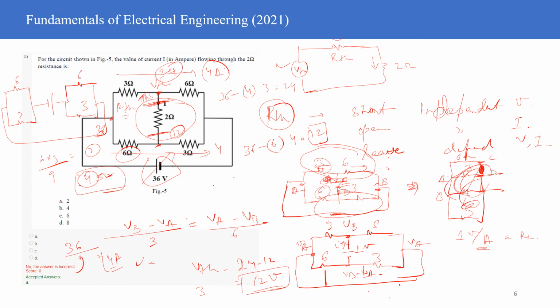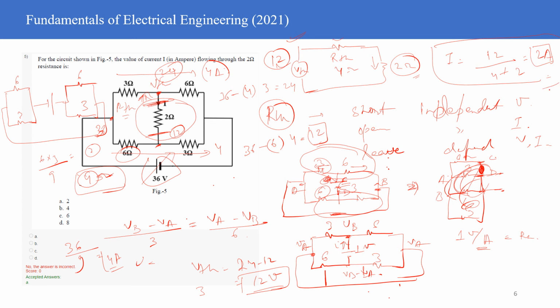Okay, I got it. So this is 12 volts. I have forgotten to add this particular term. So this is 12 volts, and then the RTH value we have calculated to be 4 ohms, right? And this is 2 ohms, which is given in the question. So the current will be equal to 12 divided by 4 plus 2, that is equal to 2 amperes.